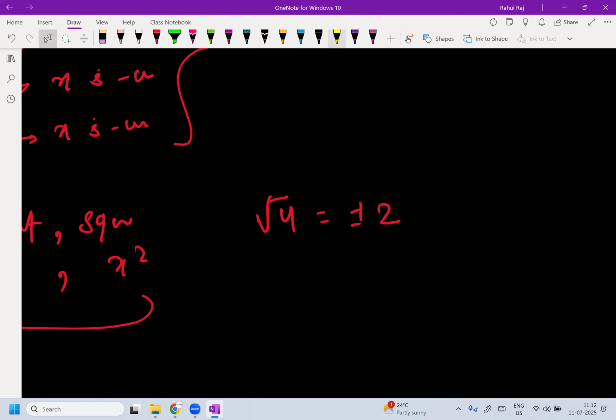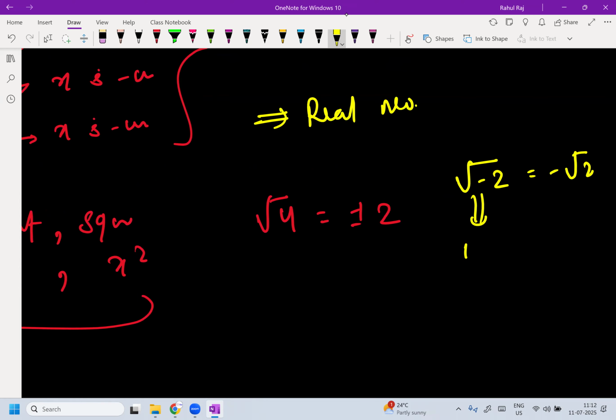Why? Because any competitive exam tests you only on real numbers. So in GMAT, GRE or CAT, minus root of minus 2 is minus root 2. But technically, this is a complex number, in the form of p plus iq, and is not equal to minus root 2. Competitive exams test you only on real numbers. So there should be no ambiguity: root 4 is positive 2. Story over.